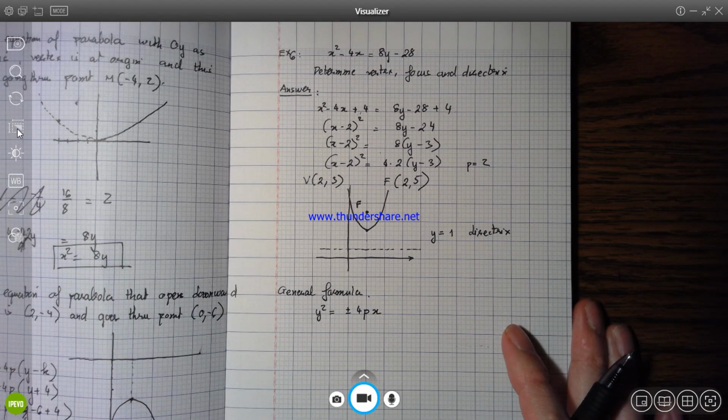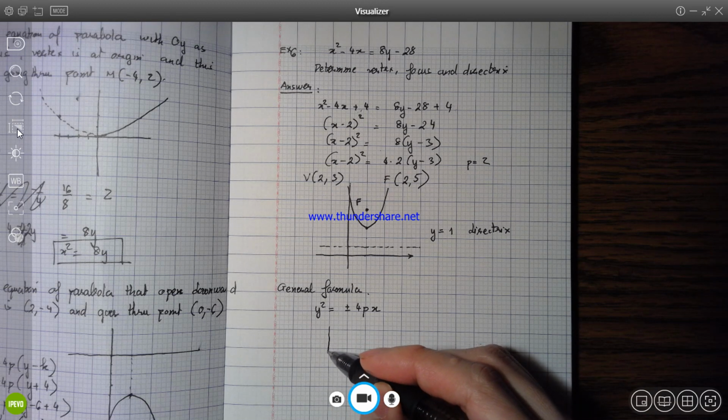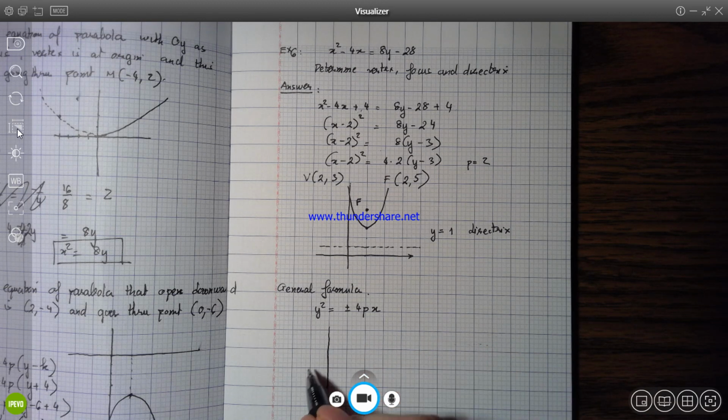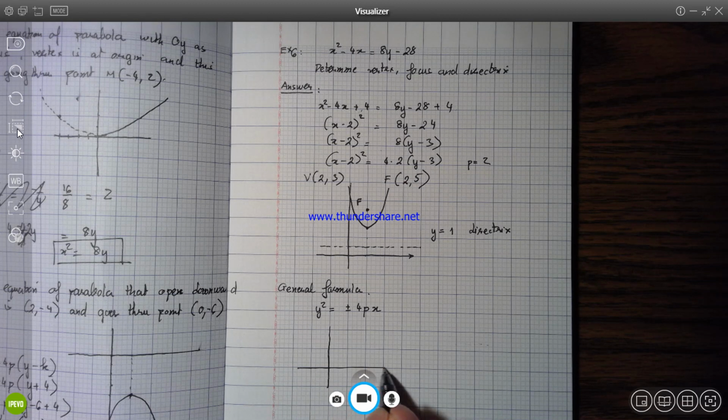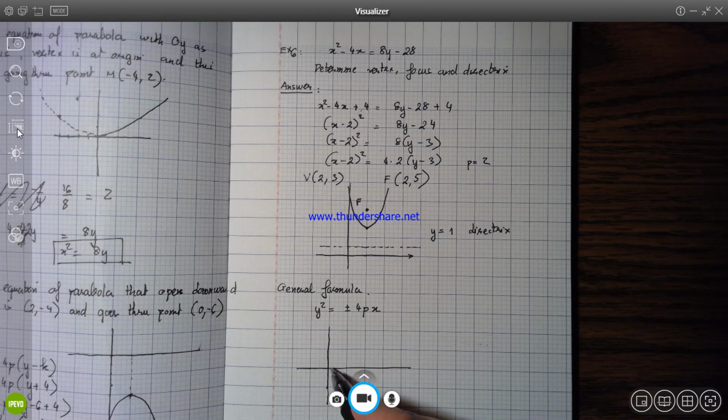for the horizontal parabola will be y squared equals plus or minus 4px. If it is positive, you know that it's going to open to the right, and if it is negative, it will open to the left, and everything will be the same. So let's sketch a quick horizontal parabola, something like this, because this one is the one with vertex at the origin.